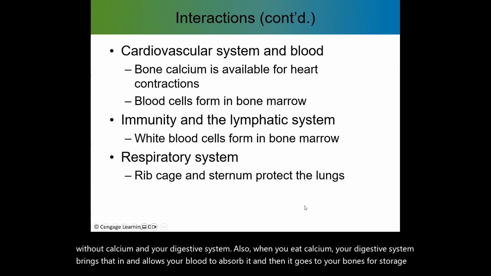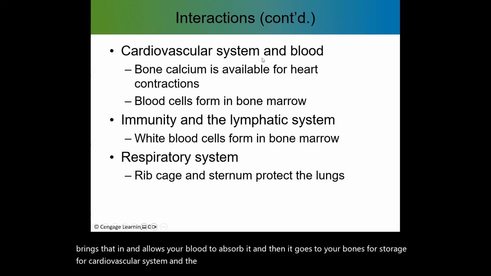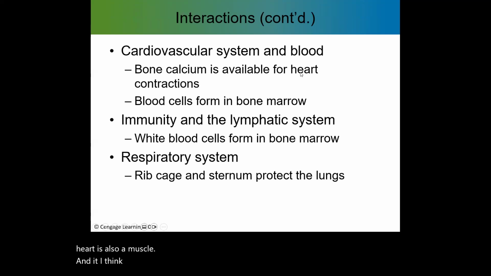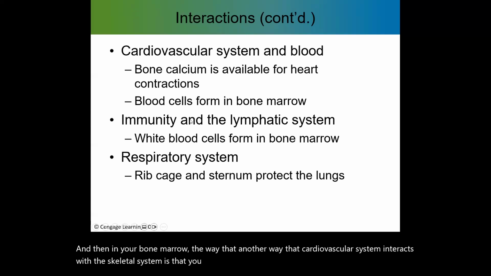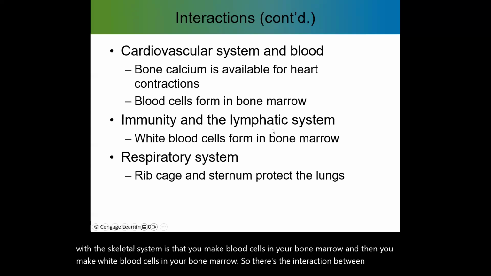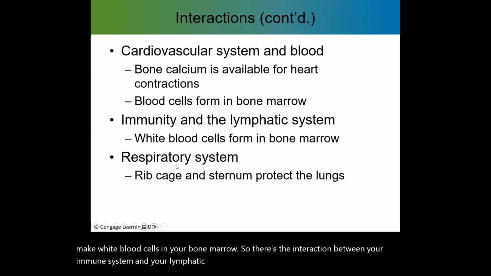For cardiovascular system and the blood, we also use calcium for heart contractions. The heart's also a muscle. And I think it uses calcium more so than skeletal muscles. And then another way that the cardiovascular system interacts with the skeletal system is that you make blood cells in your bone marrow, and then you make white blood cells in your bone marrow. So there's the interaction between your immune system and your lymphatic system.